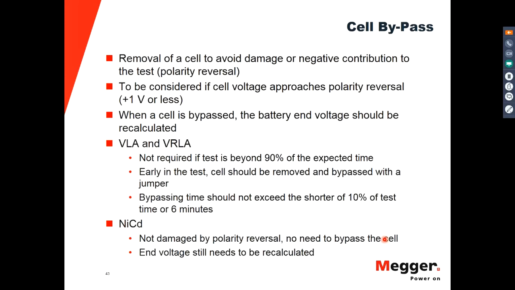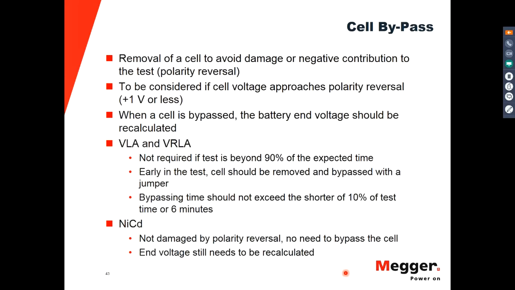For the VLA and the VRLA batteries, it is not required if the test is beyond 90% of the expected time. But if this happens early in the test, the cell should be removed and bypassed with a jumper. And this means that if you can, because you have very short time, you should not exceed more than 10% of the duration of the test, or 6 minutes, whichever is shorter.